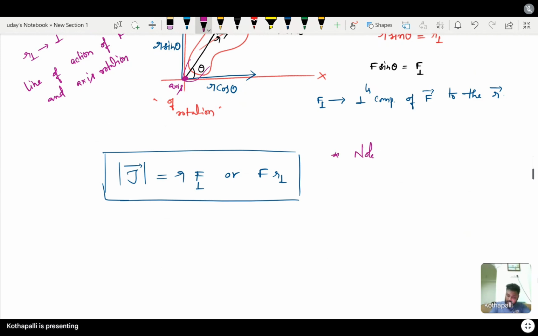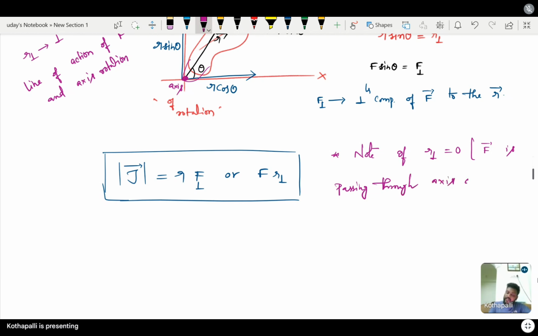It says that if R perpendicular is zero, what does it mean? It means that force is passing through the axis of rotation. At that time only the perpendicular distance will become zero. When force is passing exactly through the axis of rotation, what will be the perpendicular distance between them? Zero. So if R perpendicular is zero, which means actually F is passing through what?